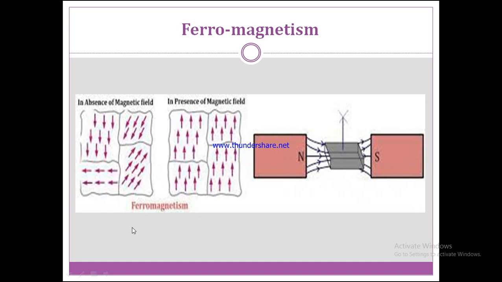As we know, in the absence of a magnetic field, the ferromagnetic material behaves in a dispersed, disordered manner, but when it comes in the presence of a magnetic field, then the magnetic dipole moment structure is converted into a parallel structure, or it becomes positioned in parallel.